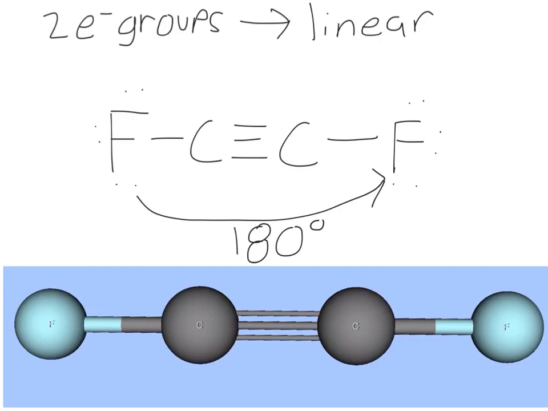And because it's a linear shape, that tells me it's going to be sp hybridization. You would think it would be something different because there's 4 bonds. That's because there's going to be 2 sp and there's going to be 2p. And we'll show you that in just a second here.